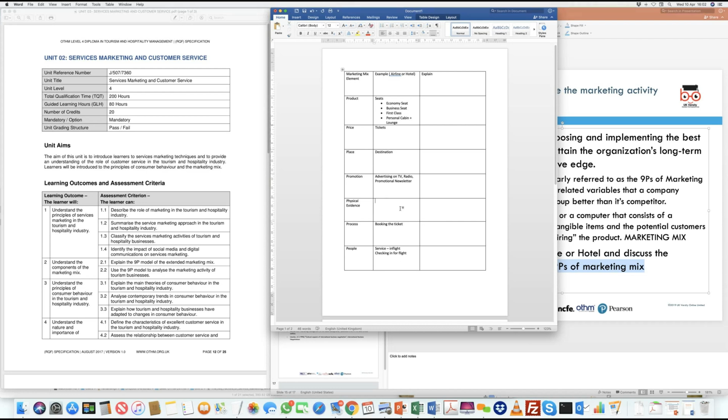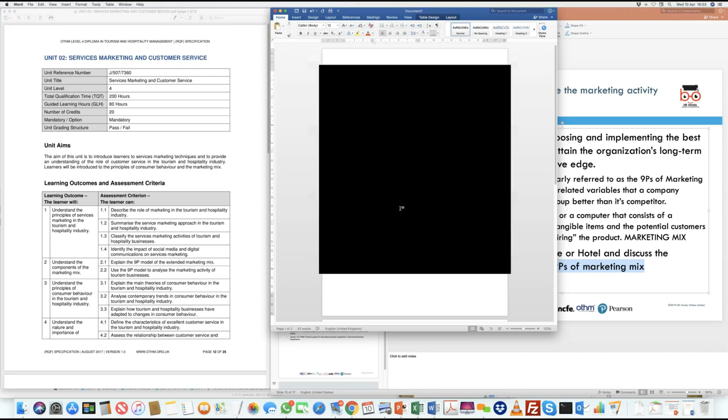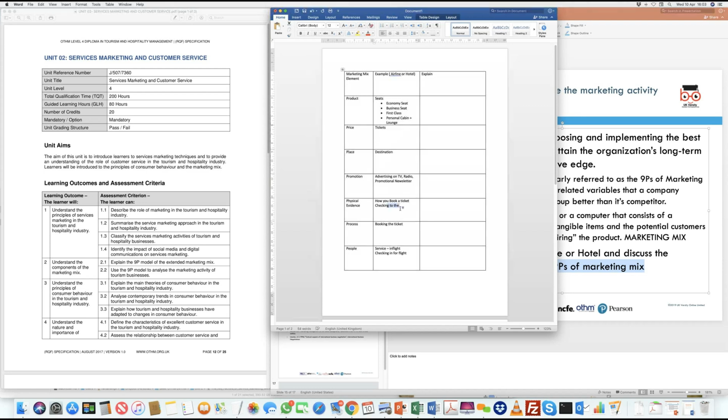And physical evidence could also include booking, how you book a ticket, or when you are checking in. The physical evidence would also include things like lounges, which you get as facilities, and the physical evidence of you getting a boarding pass plus a ticket when you book.